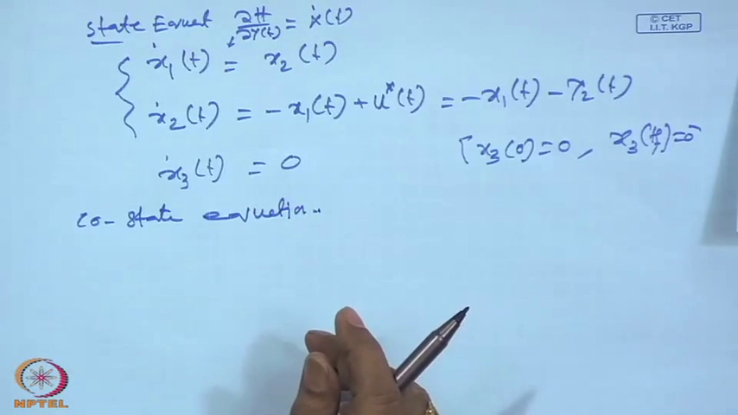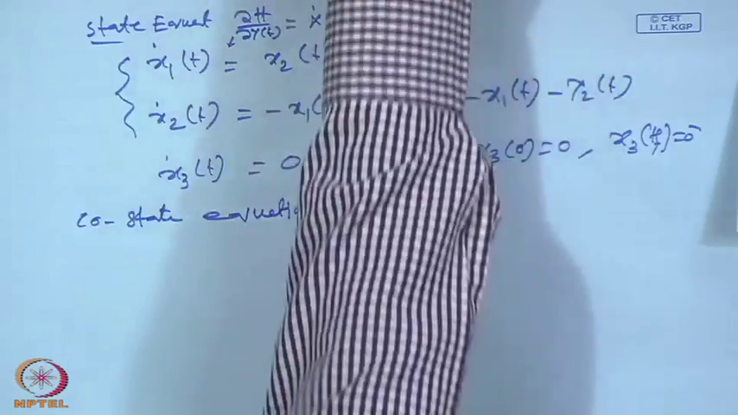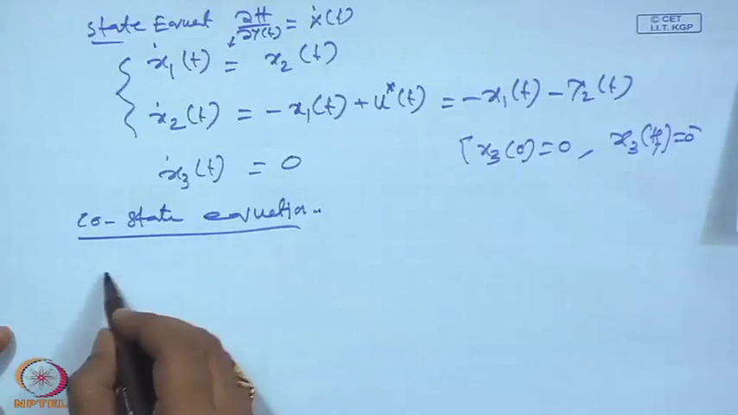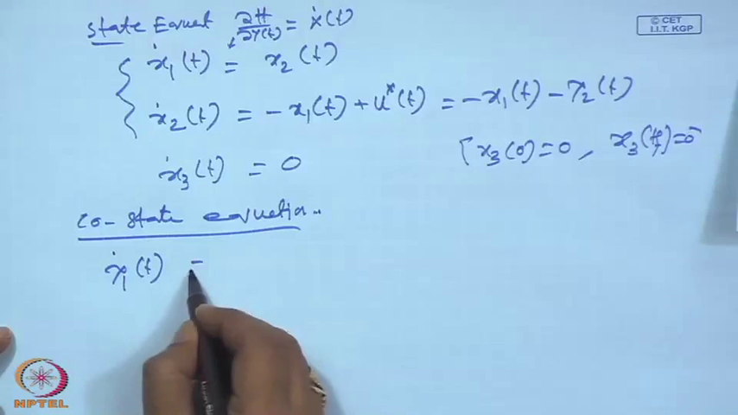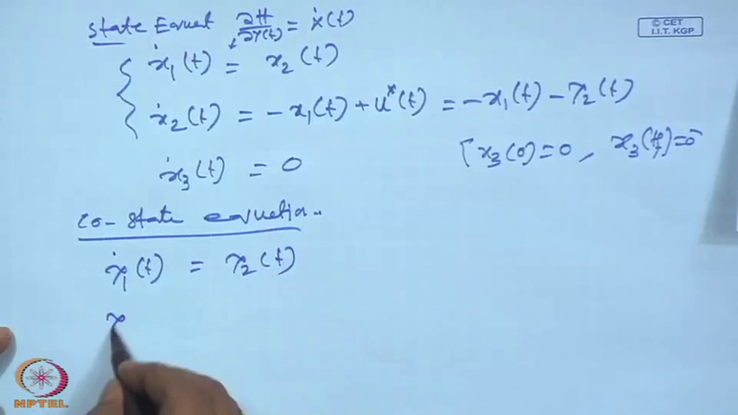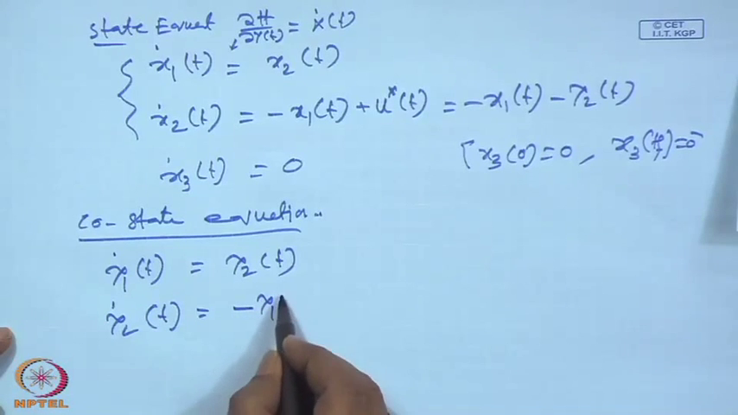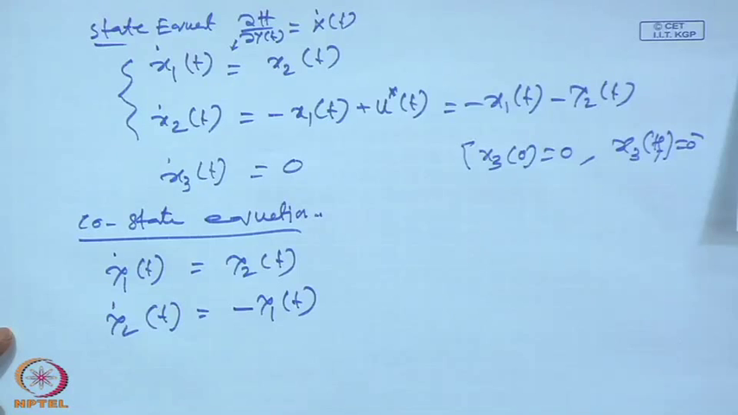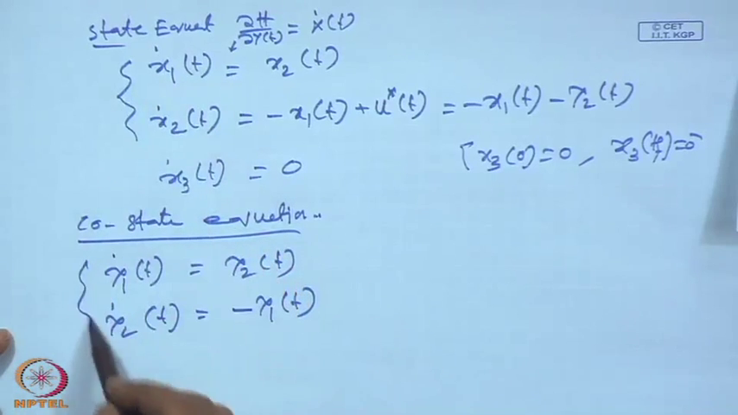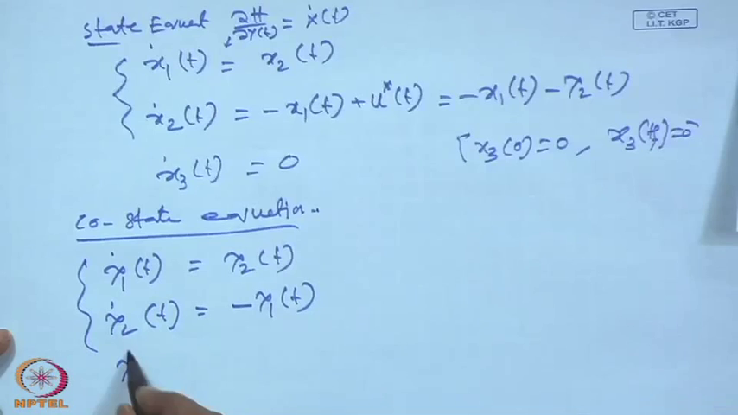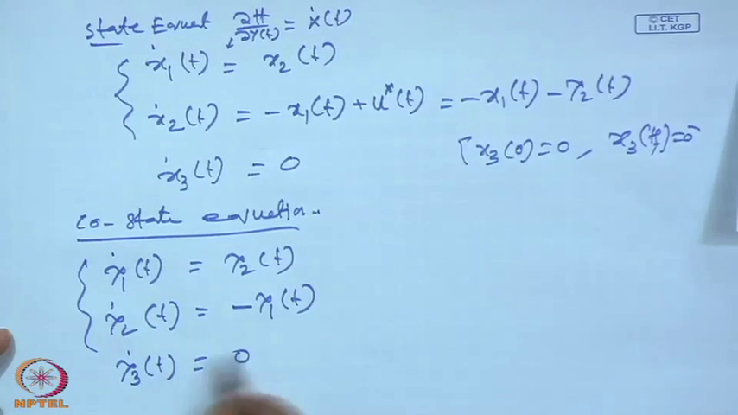If you see the co-state equation, we also got three equations in terms of lambda 1 dot, lambda 2 dot. Finally we will get lambda 1 dot is equal to lambda 2 of t, lambda 2 dot is equal to minus lambda 1 of t. And now the third equation is lambda 3 dot of t is equal to 0.